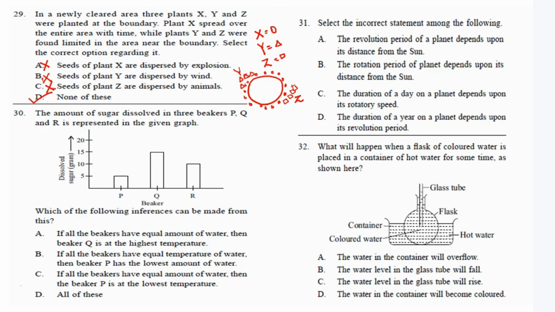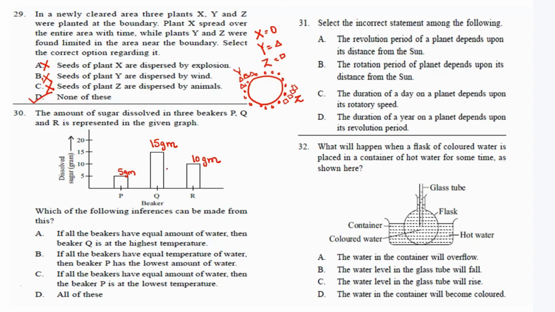Now we come to question number 30. In question number 30, it says the amount of sugar dissolved in 3 beakers P, Q and R is represented in the graph. So here we can see in beaker P, the amount of sugar is 5 grams. In Q, the amount of sugar is 15 grams. And in R, the amount of sugar is 10 grams, right? So which of the following inferences can be made from this?